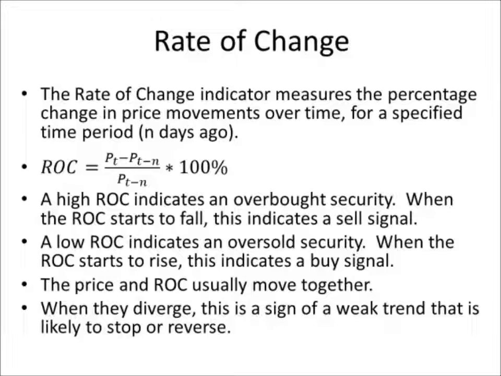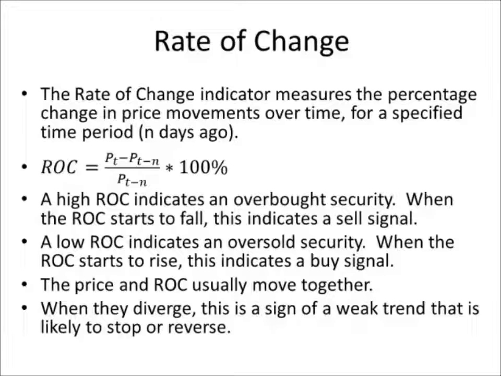So this rate of change is a reversal indicator, right? It's looking at the momentum of the price, and the change in the momentum will indicate a reversal in the trend of the price. Most of the time, the price and the rate of change will move together. So if the price is going up, rate of change tends to rise. If the price is going down, rate of change tends to fall. Whenever we have a divergence in the price and the rate of change, this is a sign of a weak trend, and it will likely stop or reverse.